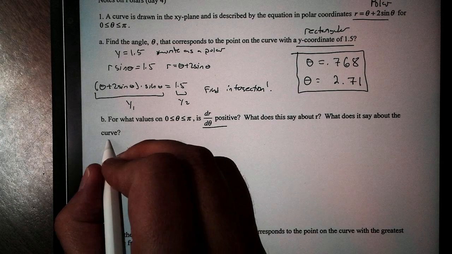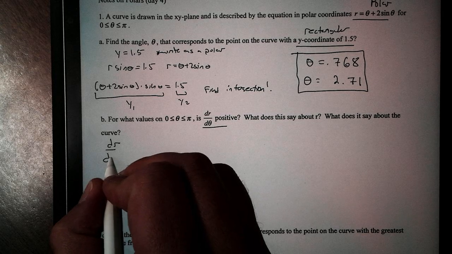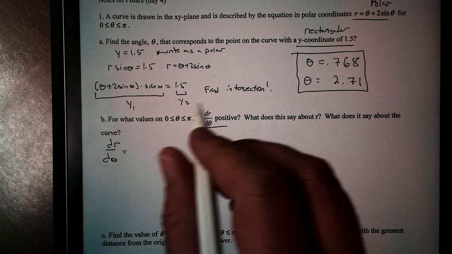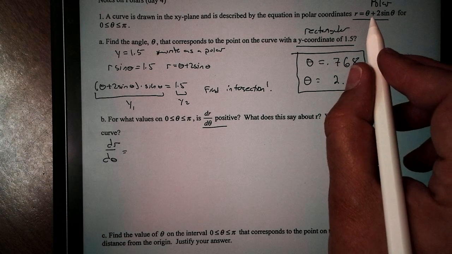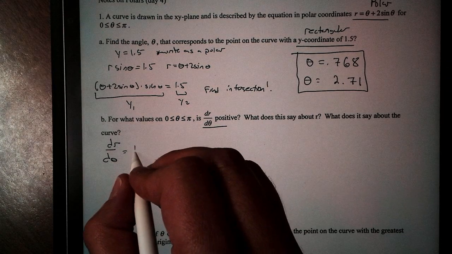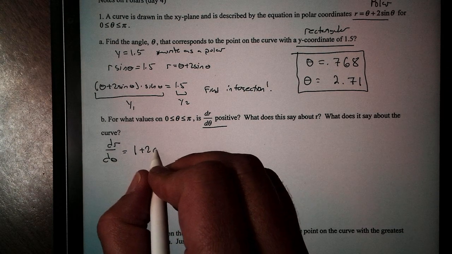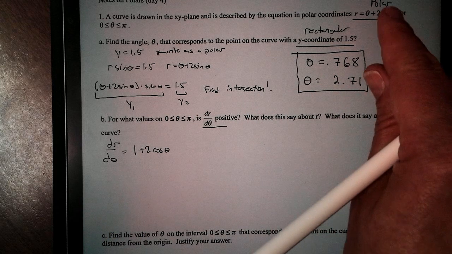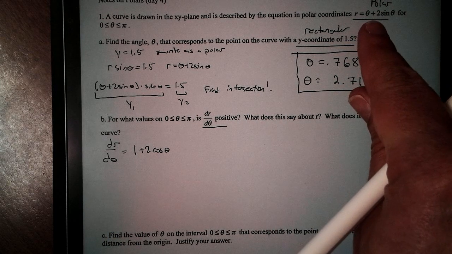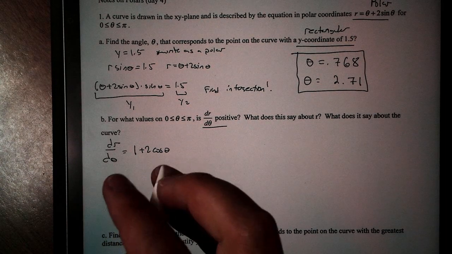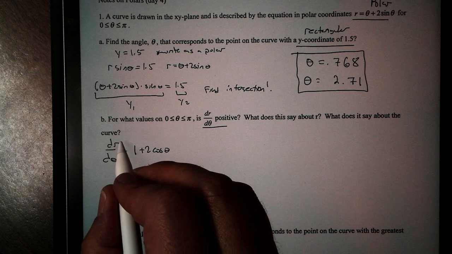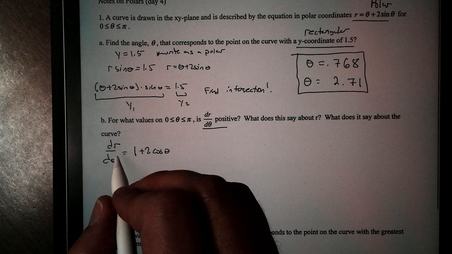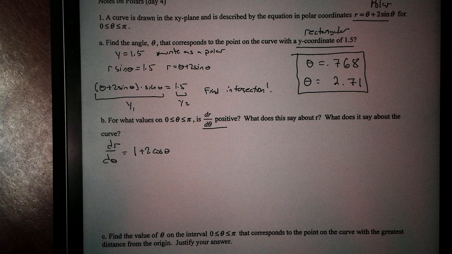So I'm going to go and do that. dr d theta would equal, if I take the derivative with respect to theta, we're going to get 1 plus 2 cosine theta. Be very careful. This is not dy dx, which we talked about the other day. This is dr d theta. This is looking for the rate of change of the radius as theta is increasing.